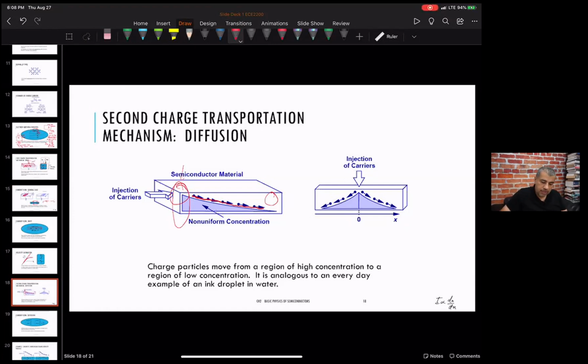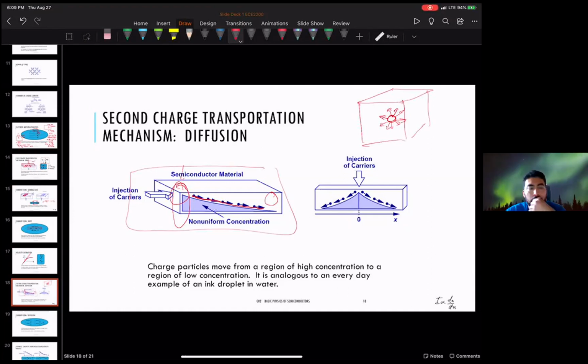So if instead of this drawing, we had a cube, and somehow we had an excess of charge carriers or any kind of mobile object in the center, it would really drift radially, equally in all directions, from high concentration to low concentration. It's just a difference in concentration.